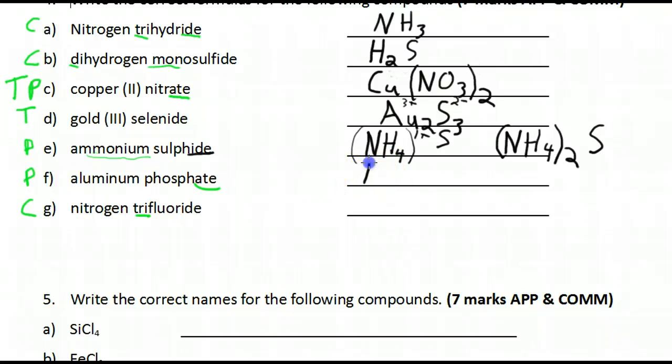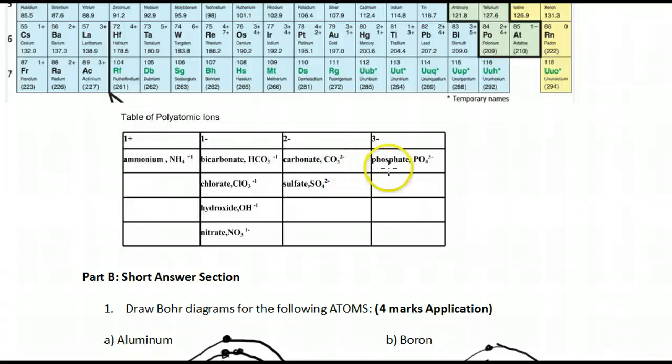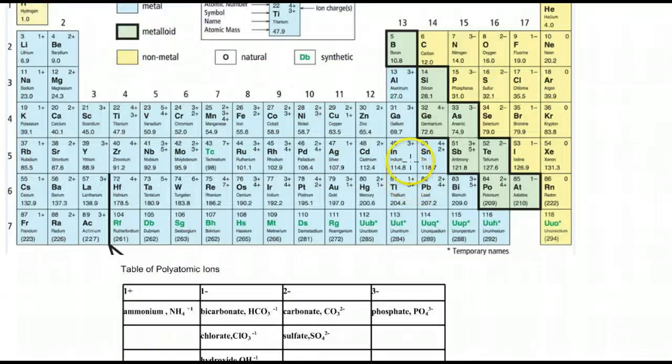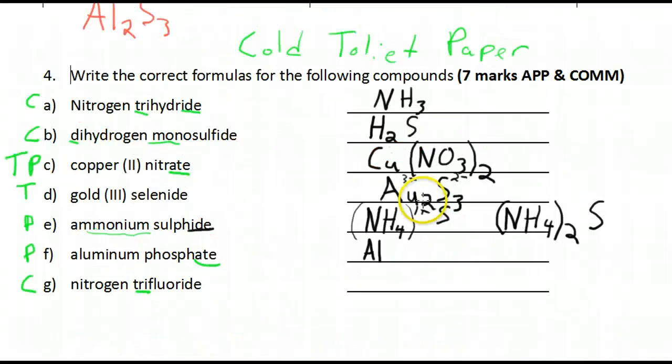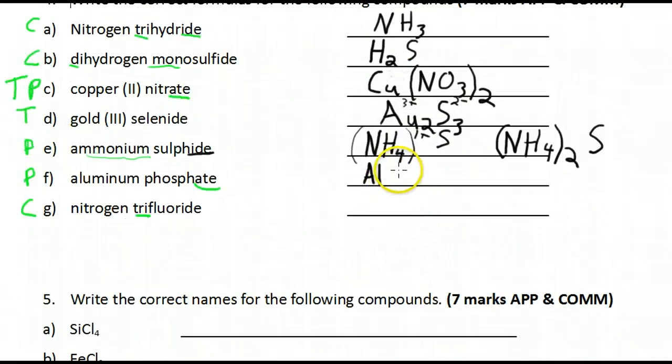So put Al and phosphate, so it's a polyatomic ion. Hopefully you remember phosphate is over here, PO4 with a charge of -3, and aluminum's here with a charge of +3 as well. So they both have a charge of 3, and therefore their charges will cancel out. So it'll just be AlPO4. And because you don't have to put a subscript with the phosphate, you don't need brackets around it. So we can just leave it.